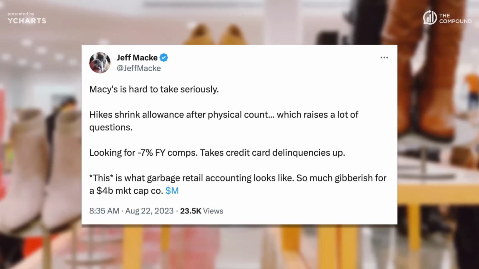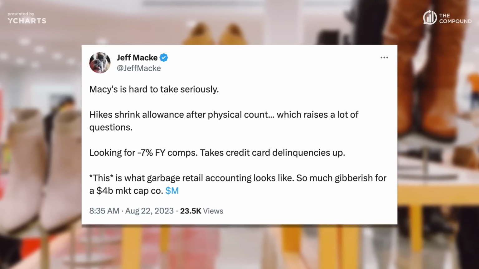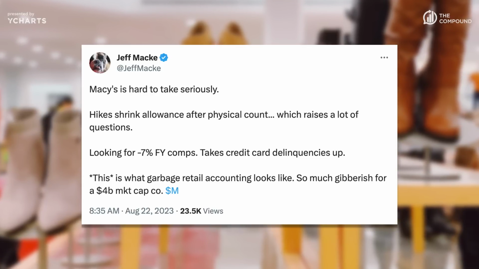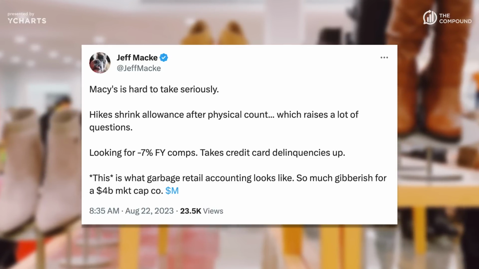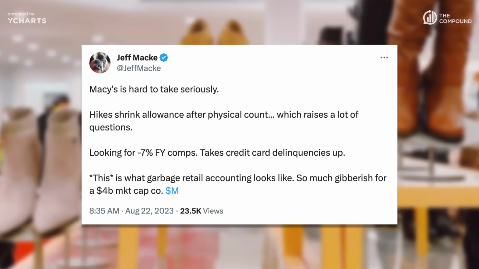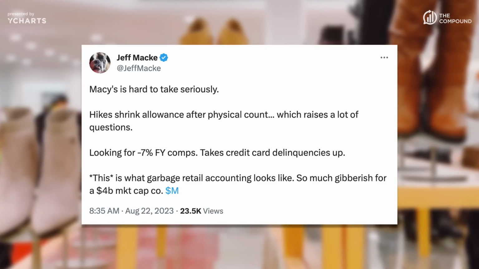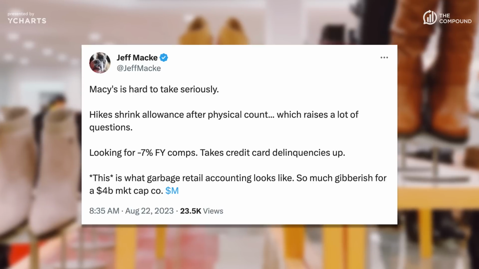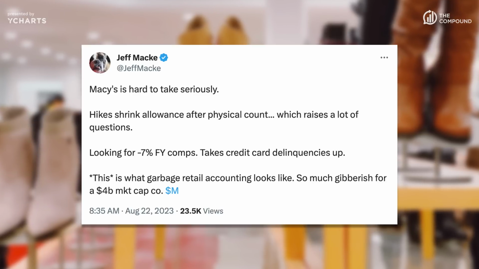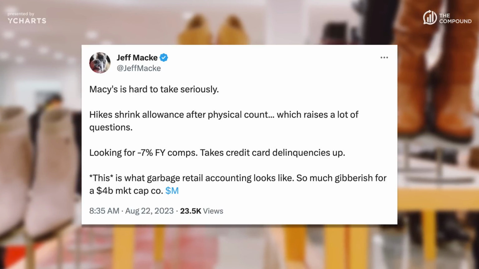So Jeff Mackey had a great thread. "Macy's is hard to take seriously. Hikes shrink allowance after physical count, which raises a lot of questions. Looking for down 7% comps takes credit card delinquencies up. This is what garbage retail accounting looks like." Anyway, he has a whole thread on it. So glad that we have people like that setting the record straight on some shenanigans. You're a bad company. Don't blame macro.